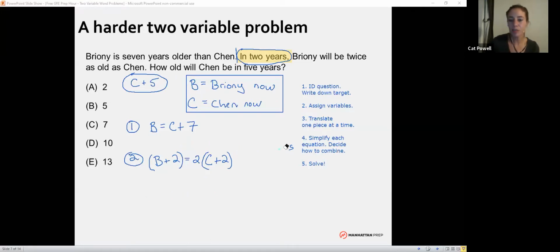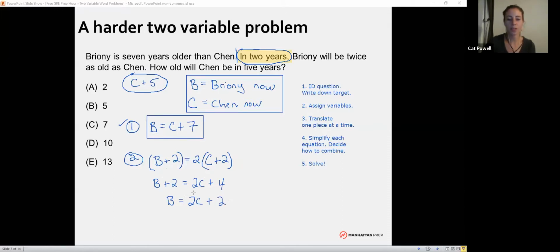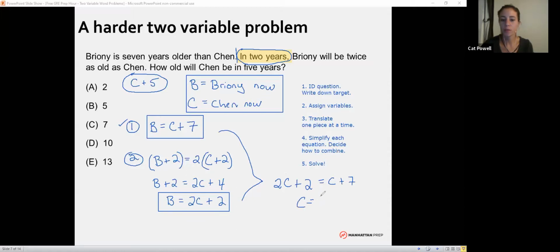So the next thing I'm going to do, third step, simplify both equations. This one's simplified. Let me clean up this one. Cool. Now I can decide what method I should use to combine my two equations. Substitution makes sense here. Yeah. Now I can substitute because I know what B is equivalent to in both. So now I can combine, set them equal. Say 2C plus 2 equals C plus 7. C equals 5.